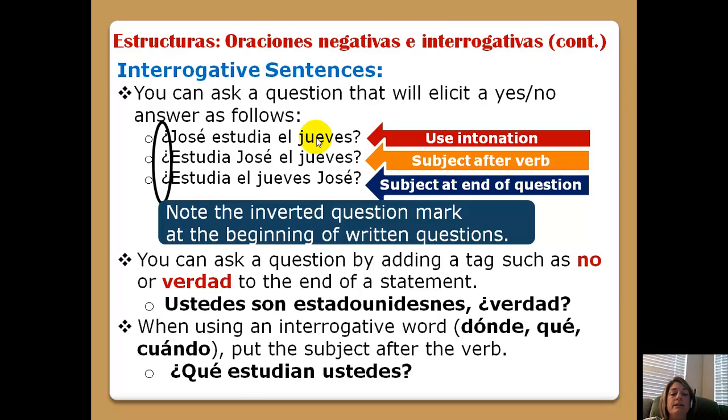When using an interrogative word, dónde, qué, cuándo, there's several of those we're learning, put the subject after the verb. Okay, so whereas before up top we had more than one option with the yes or no questions, when we're using an interrogative word, who, what, when, where, why, how, in Spanish, you need to put the subject after the verb, such as it is here. ¿Qué estudian ustedes? What do y'all study?